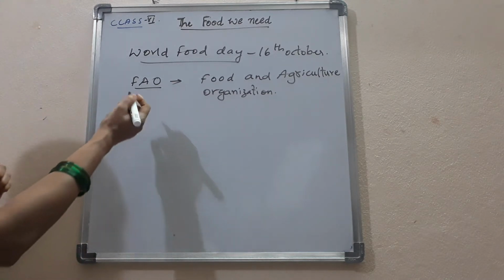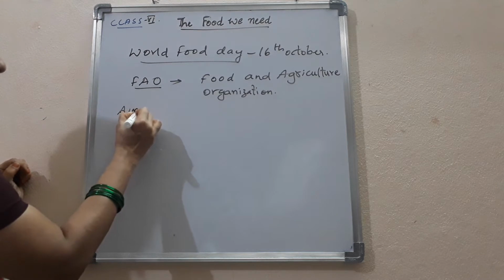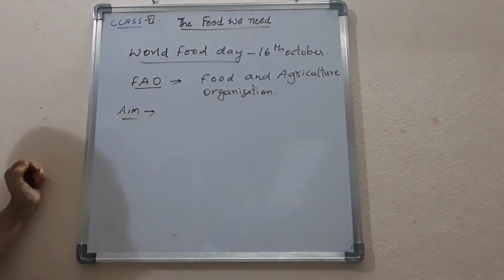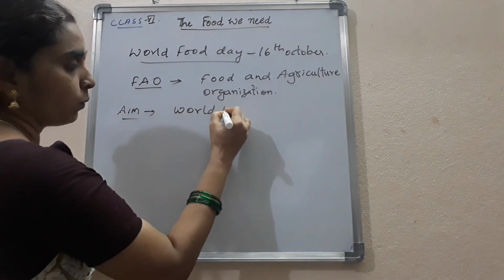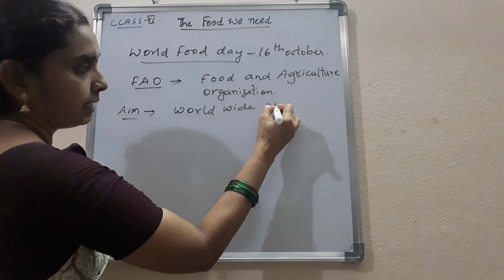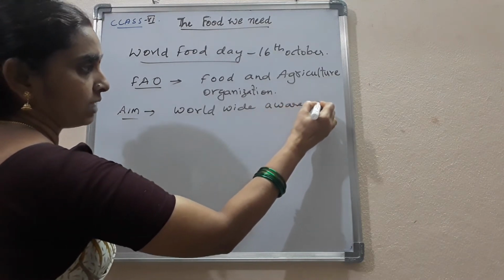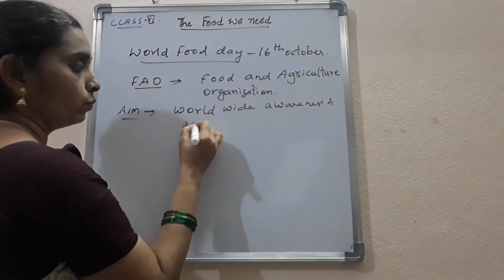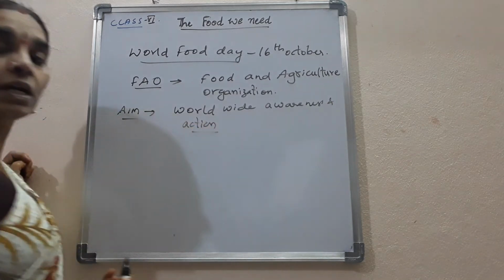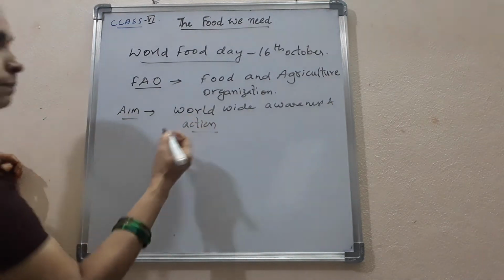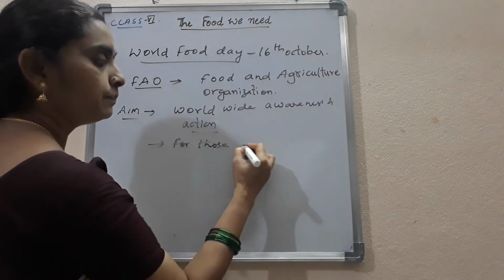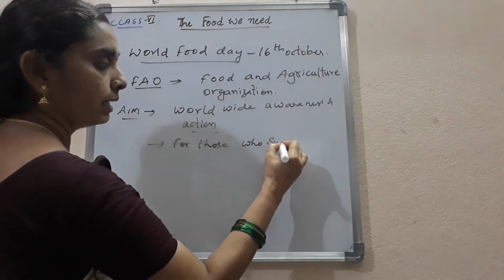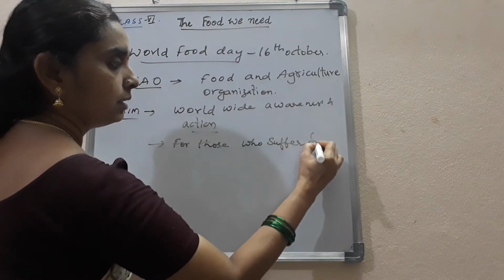Okay, so what is the main aim of FAO? The main aim of FAO is to promote worldwide awareness and action to do the work. For what? For those who suffer from hunger. Is it clear, children?